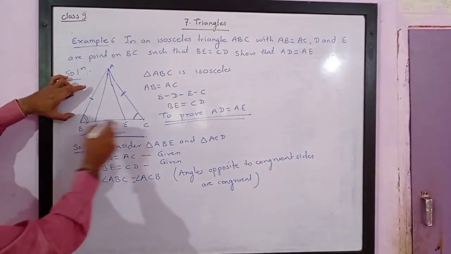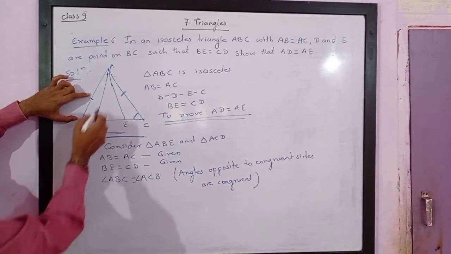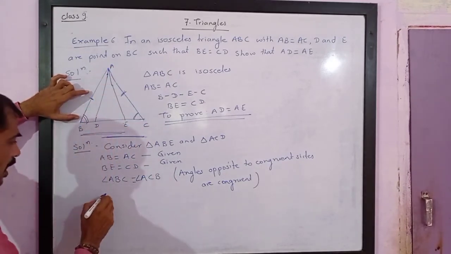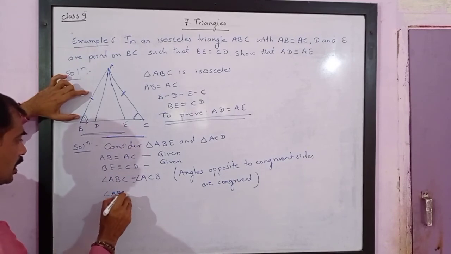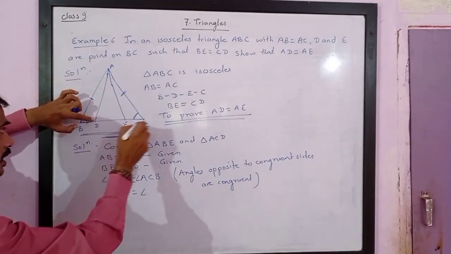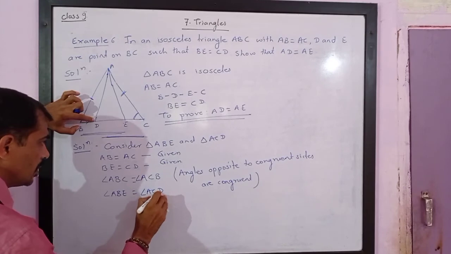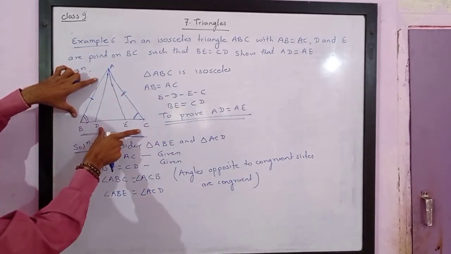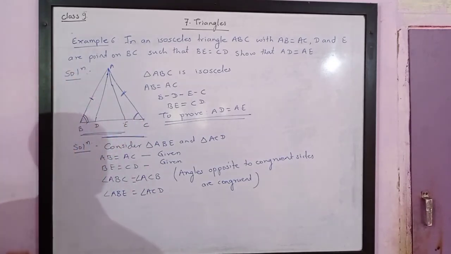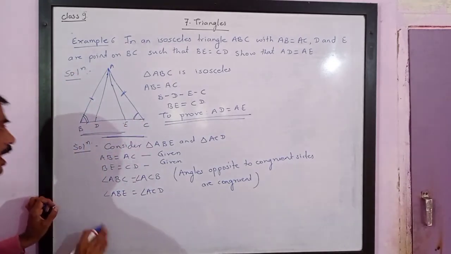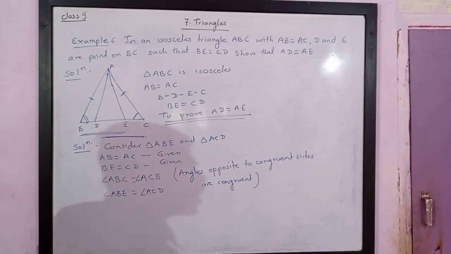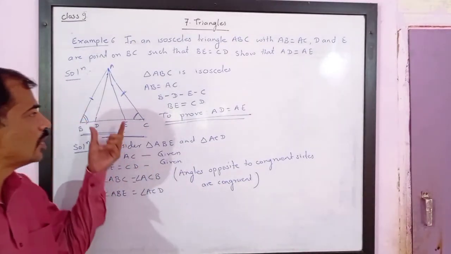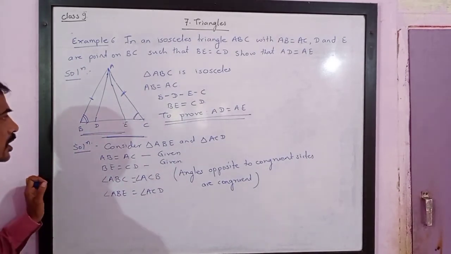Now if ABC is congruent to ACB, I can say that ABE is congruent to ACD. Same angle I am saying. Angle ABE is equal to angle ACD. Now watch carefully. This side is congruent to this side, and this side is congruent to this side, and the included angle is congruent. It means triangles are congruent by SAS test. But before writing congruency, we must write one-to-one correspondence. So let us write one-to-one correspondence.